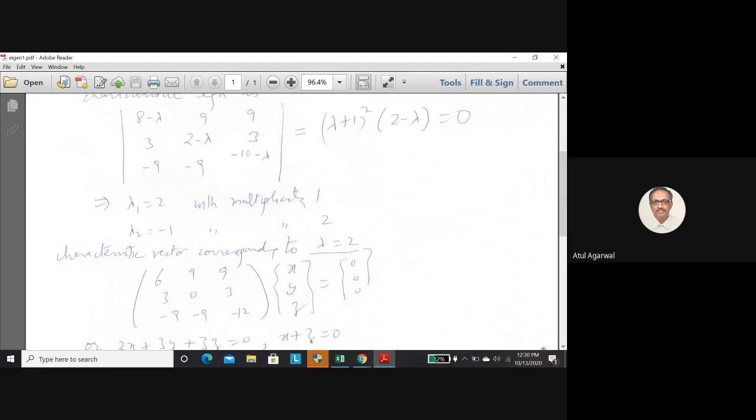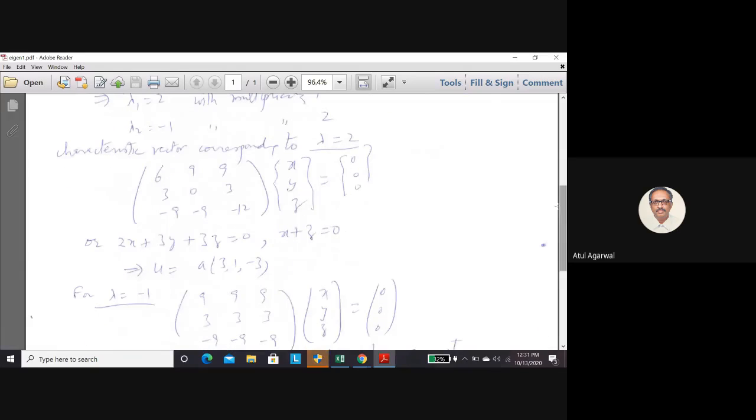Now the characteristic vector corresponding to lambda is equal to 2. We want to find the eigenvector corresponding to lambda is equal to 2. So we put the value lambda is equal to 2 in this equation. So you get 6, 0, minus 12 in the diagonal. Rest of the terms are same, into this vector xyz is equal to 0 vector. Now you solve for these xyz. So they will give you eigenvectors.